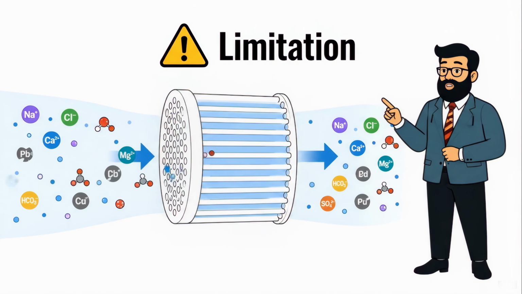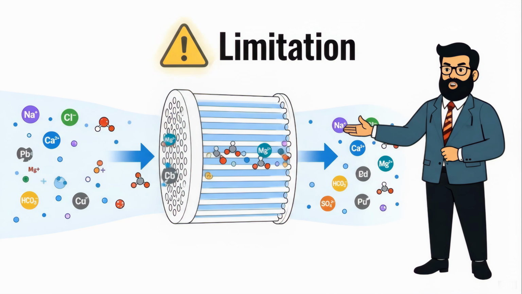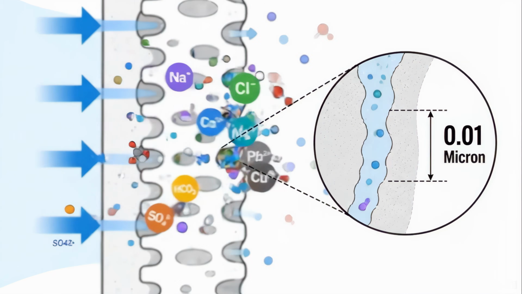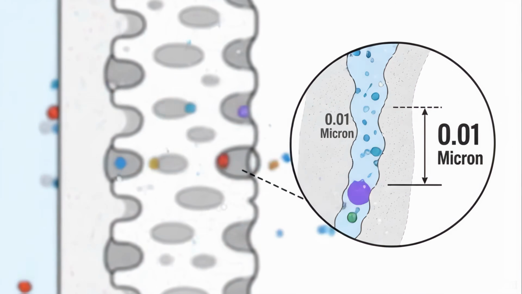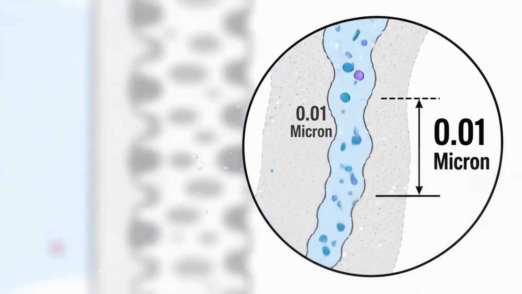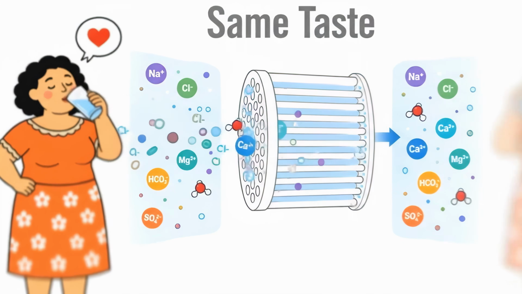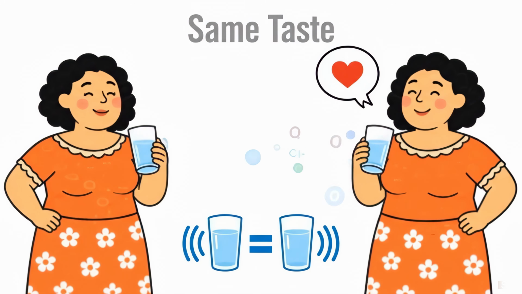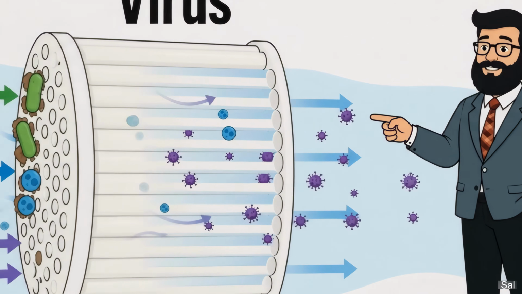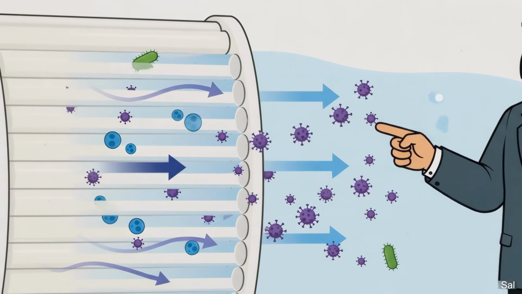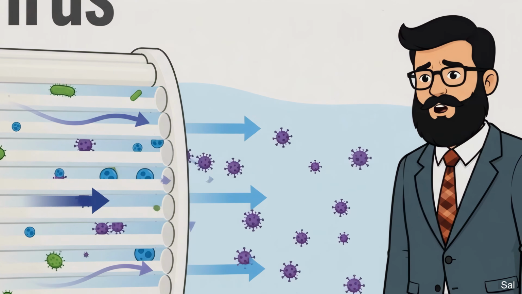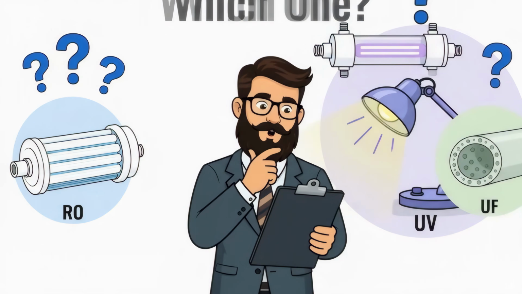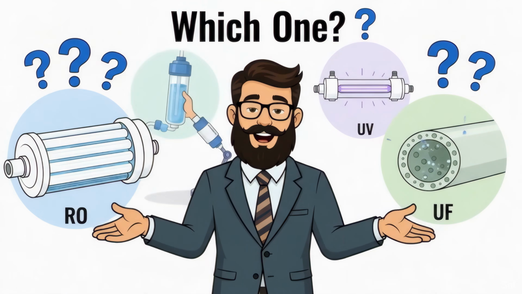However, the limitation of UF lies in its inability to handle dissolved solids. Because the pores are 0.01 microns, dissolved chemical molecules, heavy metals, and salts easily pass through. If you put hard, salty water into a UF filter, it will come out tasting exactly as hard and salty as it did going in. It is also less effective against the smallest viruses, which can sometimes slip through the pores if not paired with other purification stages.